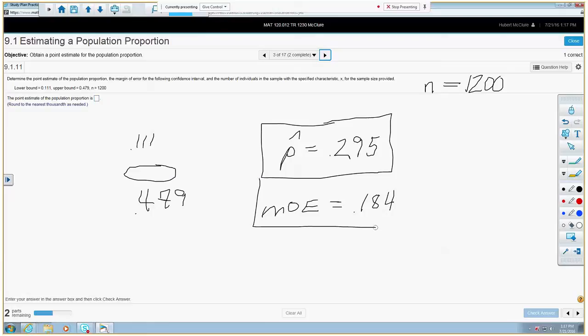Let's look at the question. Determine the point estimate. That's p hat. We've done that. Of the population proportion. Margin of error. We've done that. And the number of individuals in the sample. How do you get the sample? Take n and multiply it by what? NPQ? Somebody remind me. I think that's it. Y'all check my formulas. What does that give you? It should give you the sample size, shouldn't it?